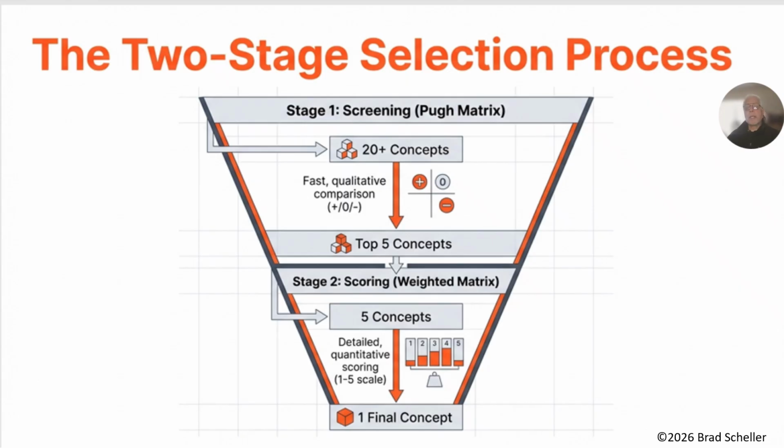Stage 2, you score with a weighted matrix. Now you invest serious time. With only 5 concepts remaining, you can afford detailed analyses. You score each concept on a 1 to 5 scale against each criterion, multiply by the importance weights, and calculate the total scores. This is where your customer need prioritizations pay off. The most important needs get the highest weights. The output, ideally, is 1 final concept that moves forward, or sometimes 2 that are close enough to prototype both.